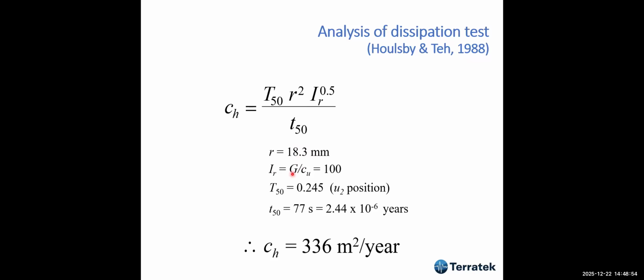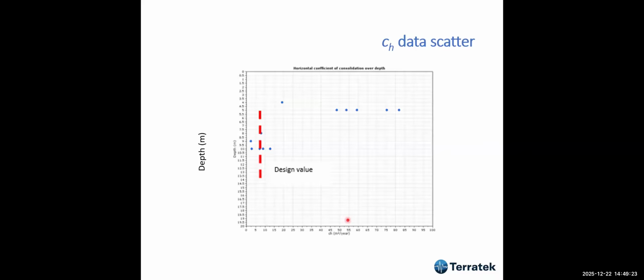This is the radius, this is the stiffness index, which CPT calculates for you. And for the two positions, the T50 is always 0.245. And then you enter the time, which you calculate graphically, and it gives you the number, for instance, 336 square meter per year. However, the problem is there's a lot of data scatter. It's not easy to define which should be the design value.